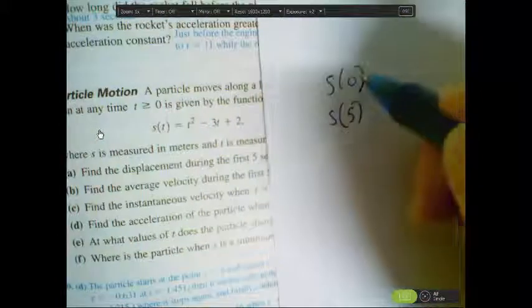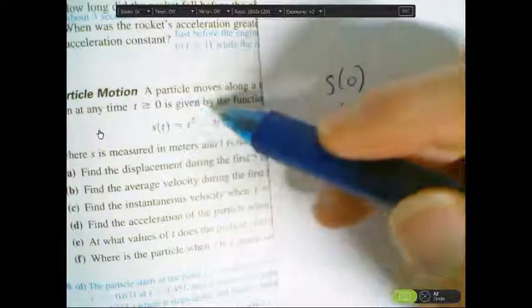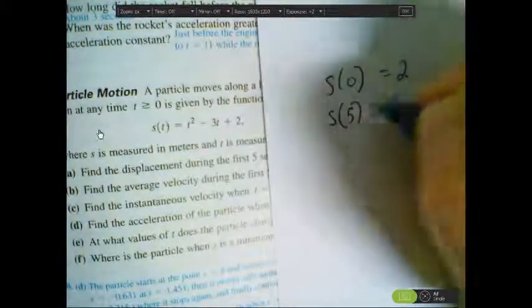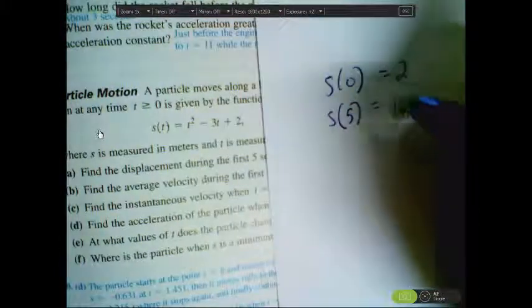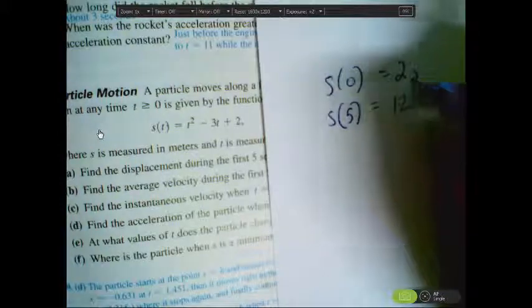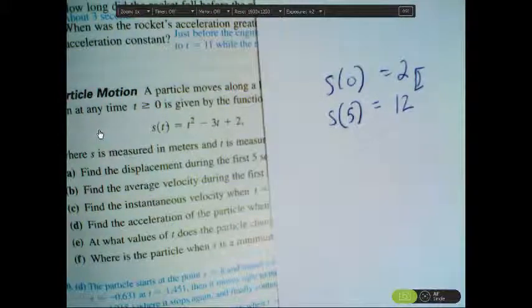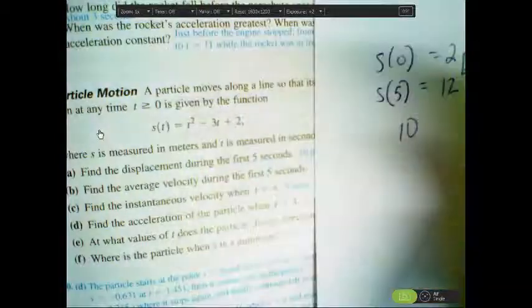So when I plug in 0 for t, I get 0 minus 0 plus 2. S of 0 is 2. S of 5 is 25 minus 15 is 10, plus 2 is 12. So what's the displacement? How far did it move in the first 5 seconds? 10 units. And I think we're talking about meters, 10 meters.